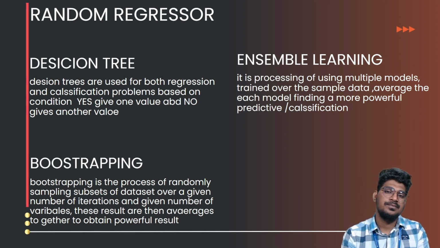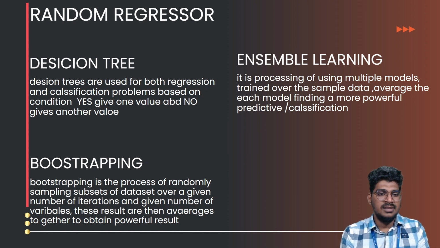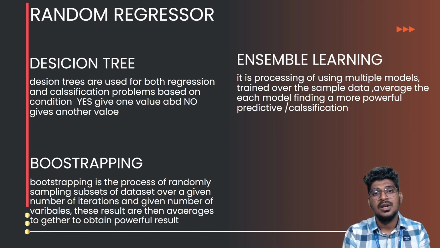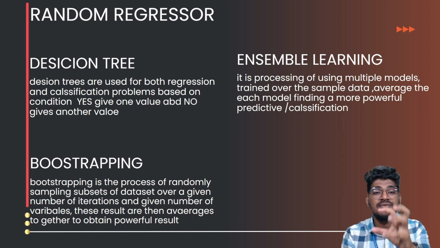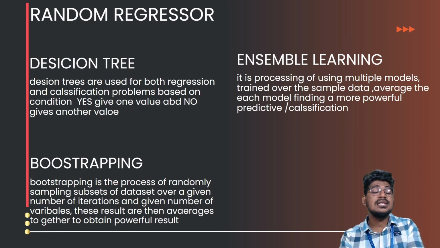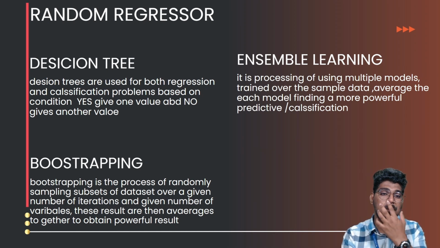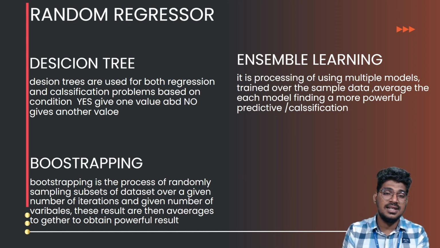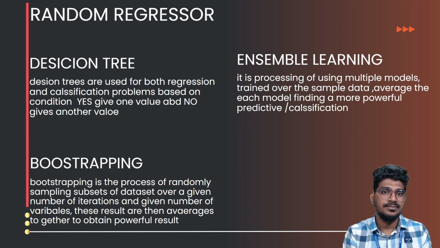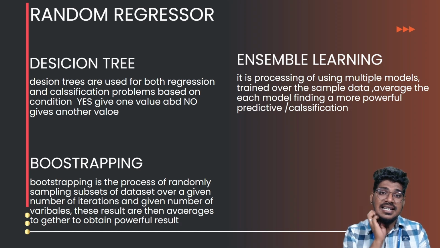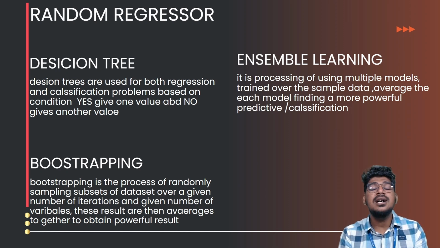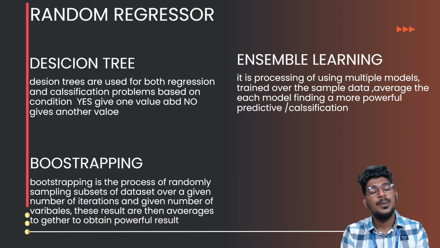The decision tree. Decision trees are used for both regression and classification problems based on a condition. If the condition is yes, one particular value will be the outcome. If the condition is no, it will give another value. That is the regression problem. But before that, in a classification problem, what is the output? If the condition is true, yes will come. If the condition is false, no will come. That is the classification problem. But here we are going to use the random regressor algorithm. Here the decision tree regression will help to give the value based on the condition yes or no.